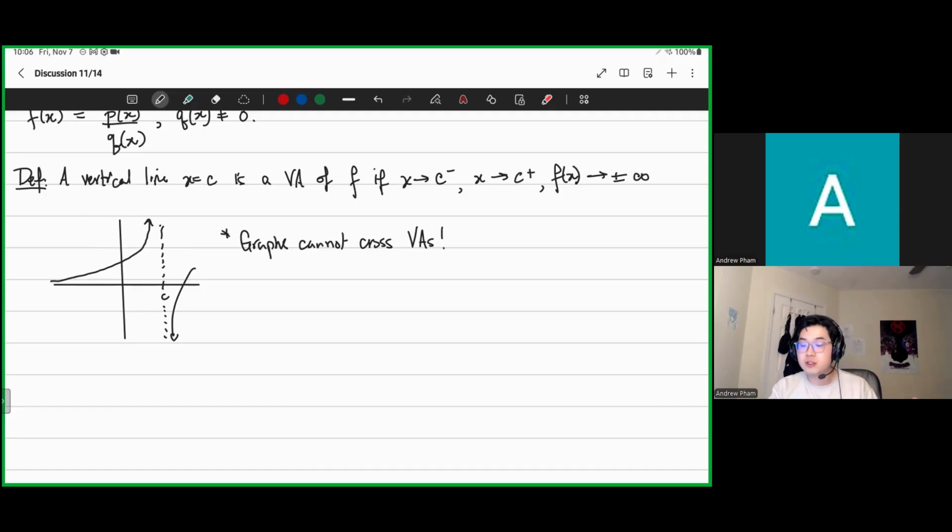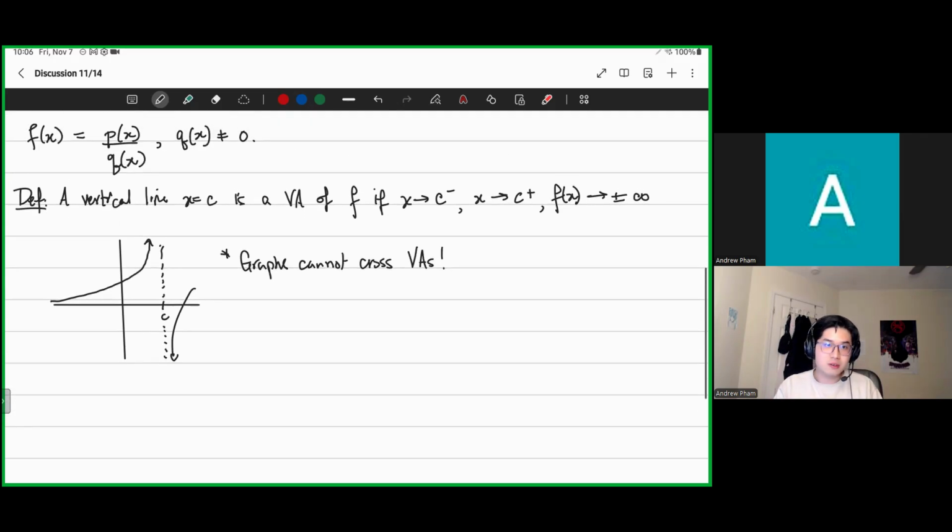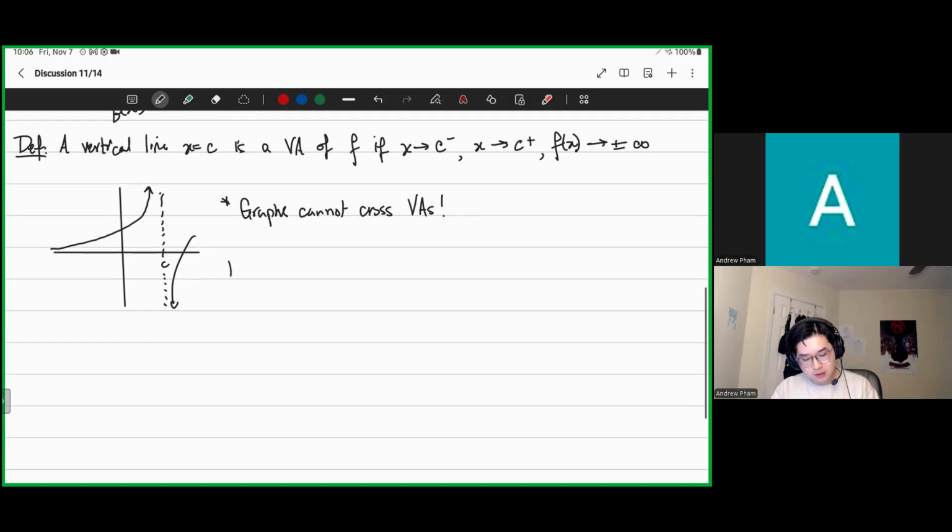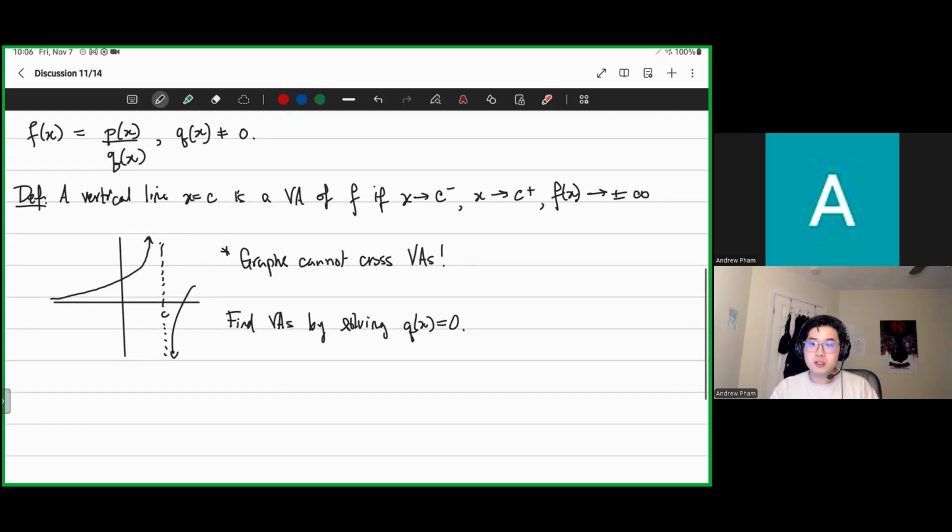Okay? If you cross VAs, you'll get automatically penalized and your graph is basically voided in that case. All right? And since this is division by zero, if f is p over q, you can find VAs by solving q of x is equal to zero. As in, set the denominator equal to zero, solve for the x values, and those x values will be where your vertical asymptotes are. Okay?